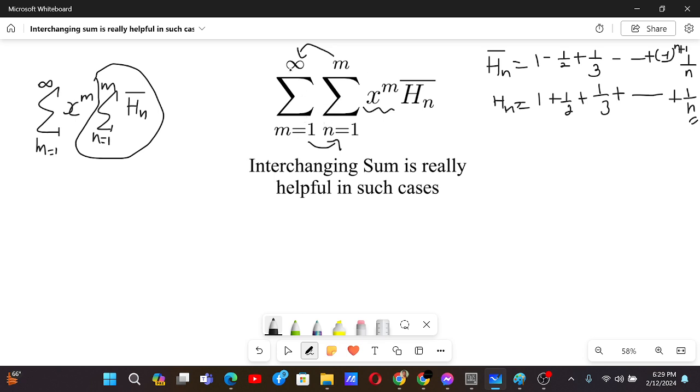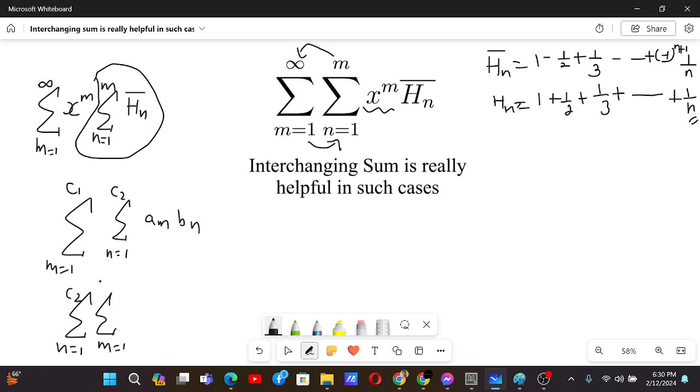But here the first sum is from 1 to infinity, and the second from 1 to m. If we had such sums, let's say from m equals 1 to some constant c1, and n equals 1 to some constant c2, of a_m b_n, it would have been easier if it converges absolutely. Then we could have just interchanged easily. But in this sum, the second sum depends on the first, so we cannot interchange it as easily.